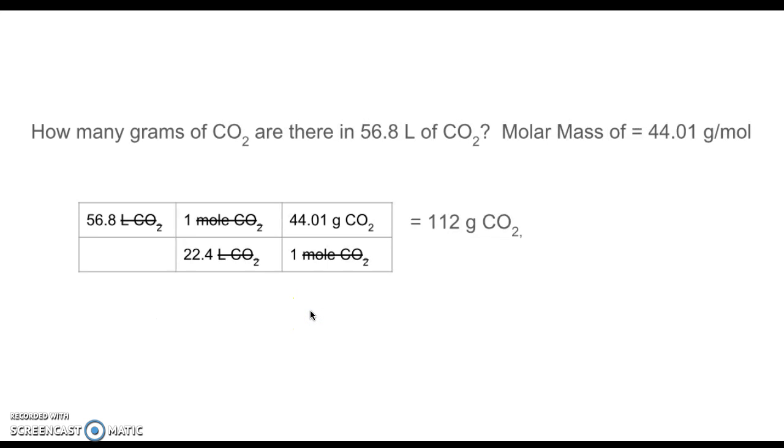And then lastly, what if we have grams, and we want to solve for grams from liters? So it says how many grams of CO2 are there in 56.8 liters of CO2? I did the molar mass of carbon dioxide for you. If you want to check my math, you can, but I think it's right. I have 56.8 liters of CO2. Again, I use my conversion to go from liters to moles. I put 22.4 liters at the bottom, so liters cancel, 1 mole on top. I then multiply by the molar mass. Again, 1 mole at the bottom, 44.01 grams on top. Multiply, then divide, round to 3 sig figs, and I get 112 grams of CO2.